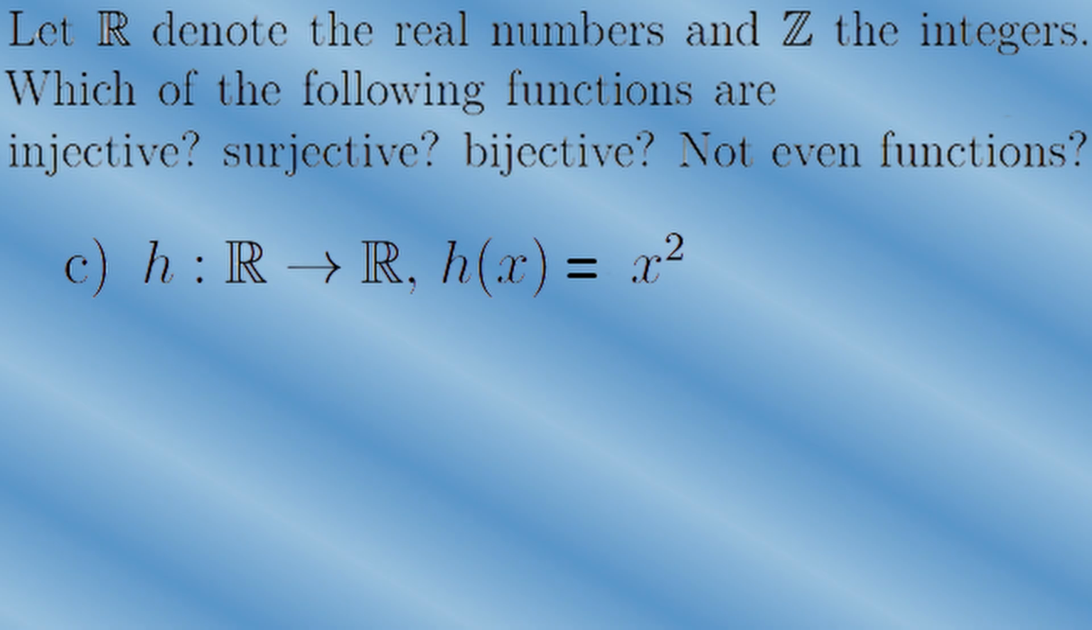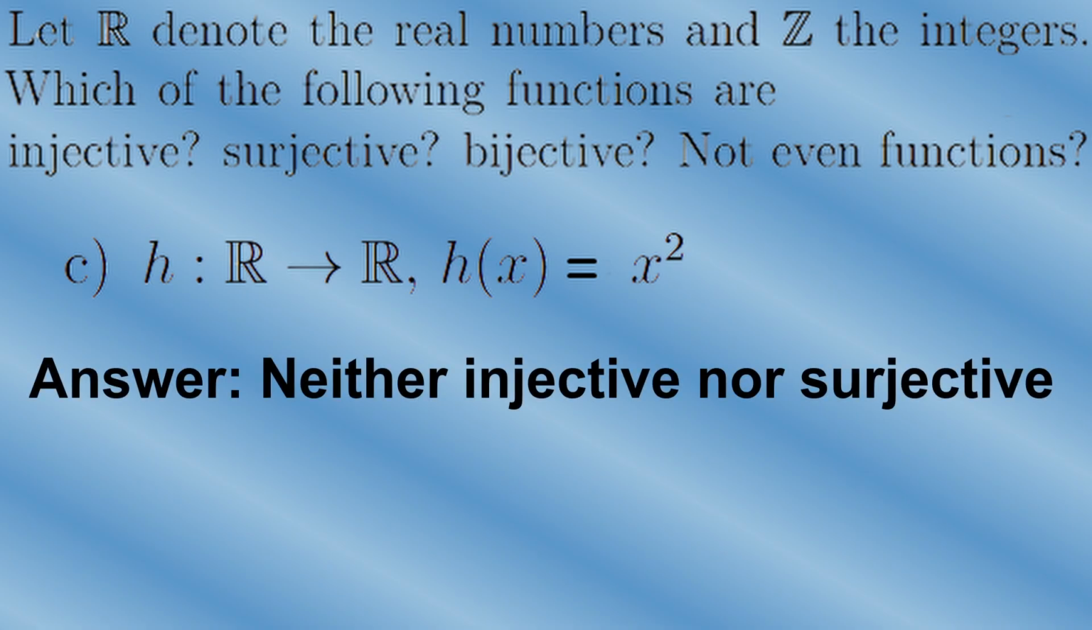Next one is h from the real numbers to the real numbers, where h of x equals x squared. It is neither injective nor surjective. It is not injective because it maps all numbers except 0 to the same number twice. 9 comes from both 3 and -3, and 4 comes from both 2 and -2. Since there's more than one input going to the same output, it's not injective.